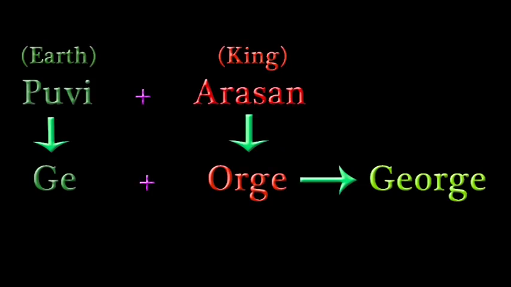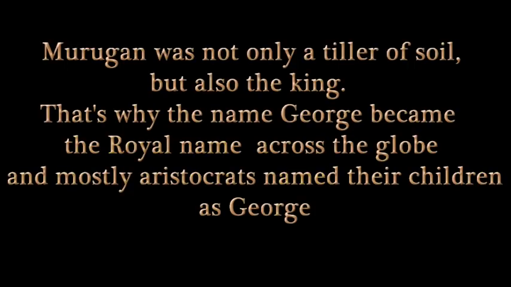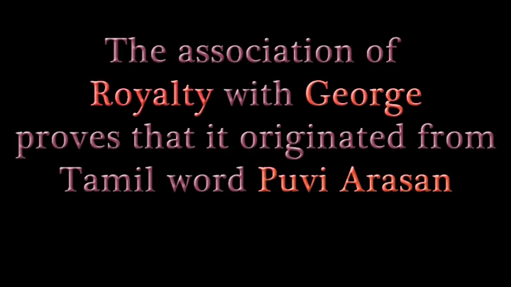Hence, Puvi plus Arasan, G plus Orje, George. Hence, George is the Slavic version of Puvi Arasan, which is one of the names of Murugan. Thus, Murugan was not only a tiller of soil, but also a king. That is why the name George became the royal name across the globe, and mostly aristocrats named their children George. The association of royalty with George proves that it originated from Tamil word Puvi Arasan.